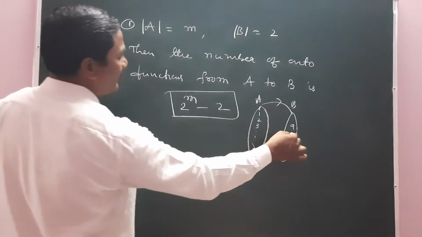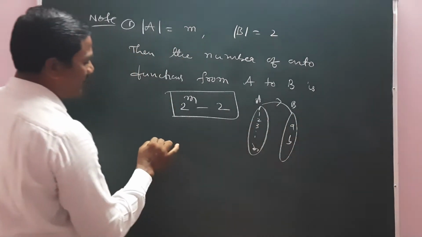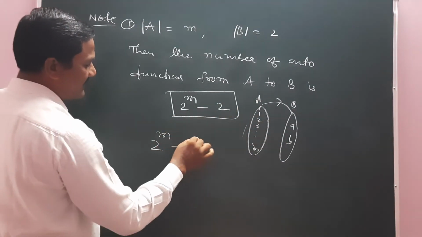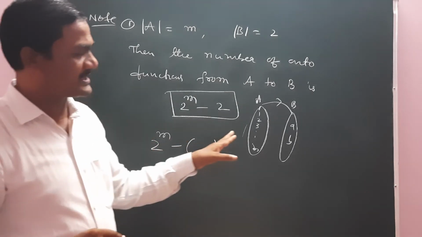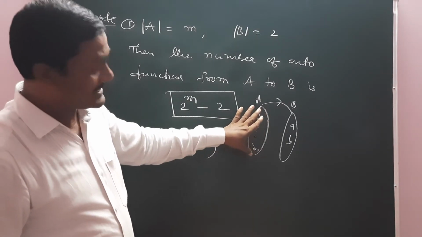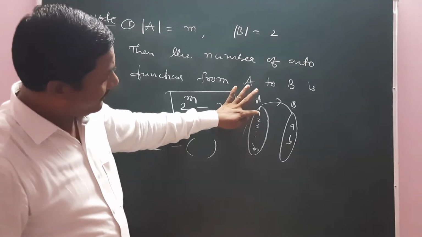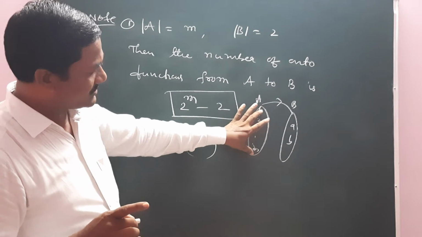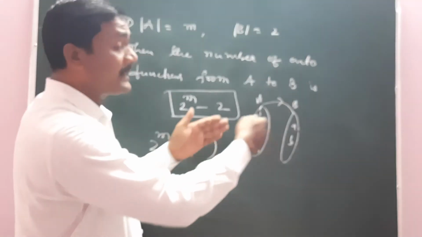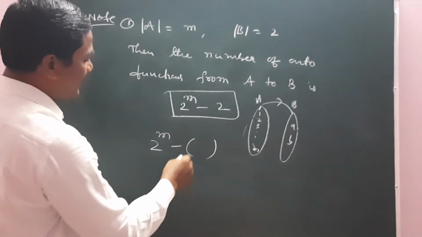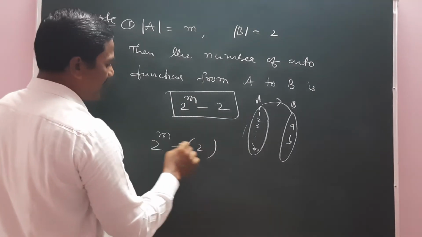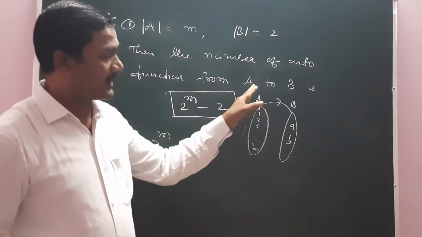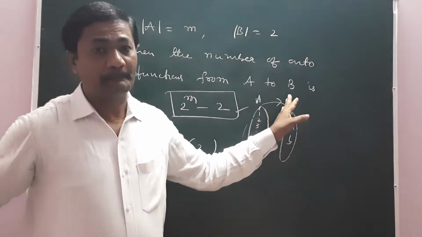That is, the number of elements of B, 2, to the power of the number of elements of A, m, minus, here we exclude the constant functions, because there exist constant functions. All elements of A associated with one constant, all elements associated with the other constant; except these, the remaining possibilities are always onto. That is only 2. That is, 2 power m minus 2 is the number of onto functions from A to B.